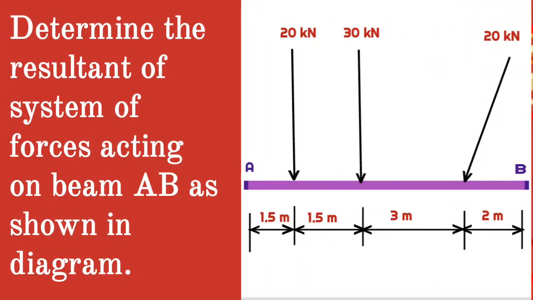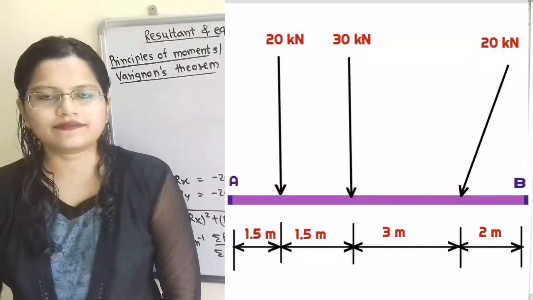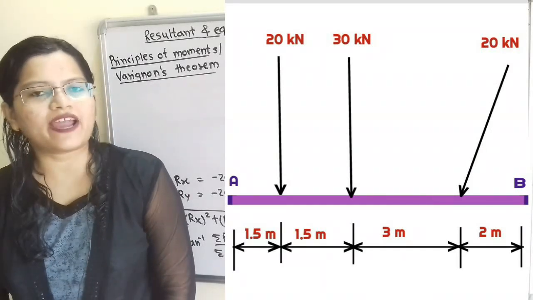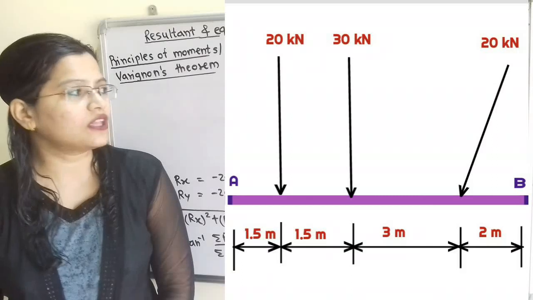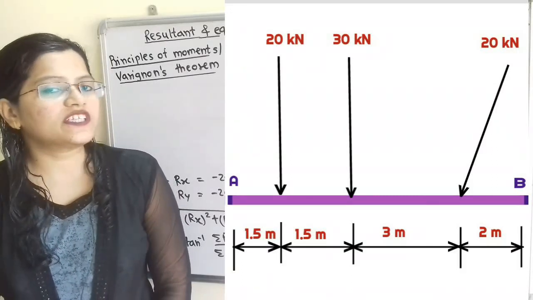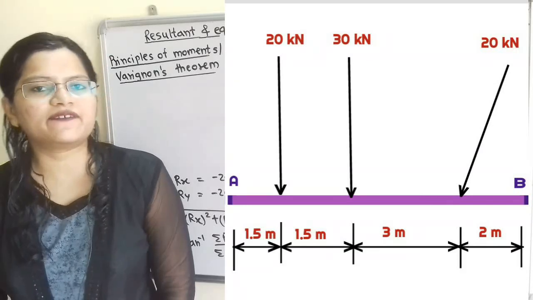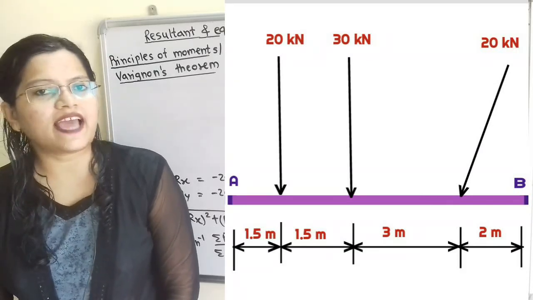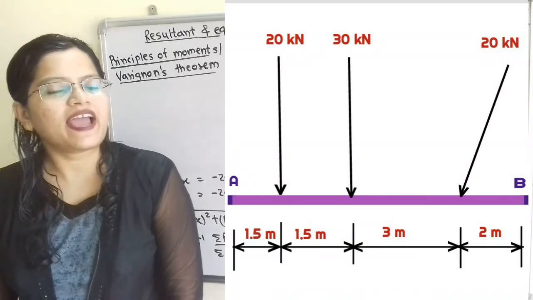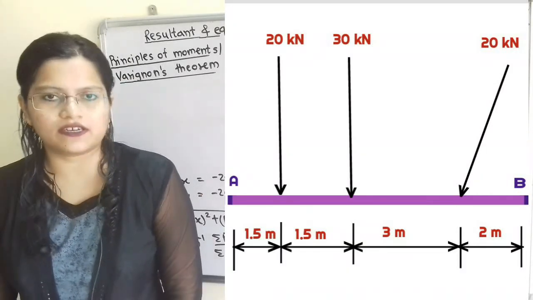Given the question, determine the resultant of a system of forces acting on a beam AB as shown in the diagram. In this question, we have to find the resultant of all these forces acting on a beam. If we observe, these forces are acting at different points, so we can say that these are non-concurrent forces, and we have to find the resultant.